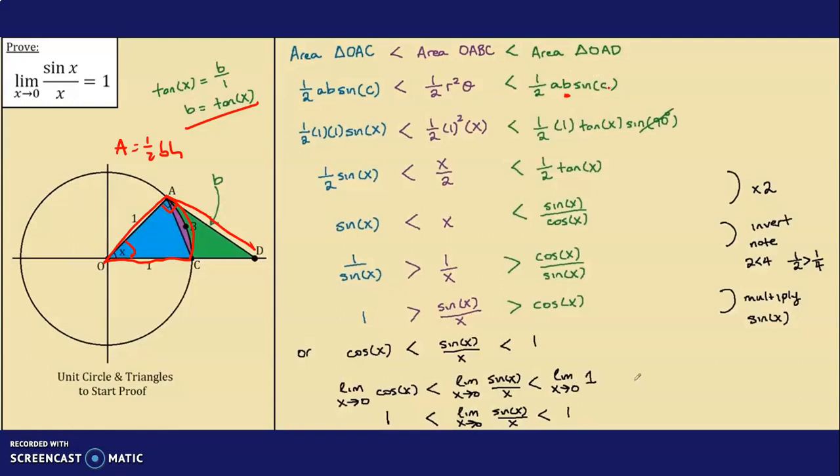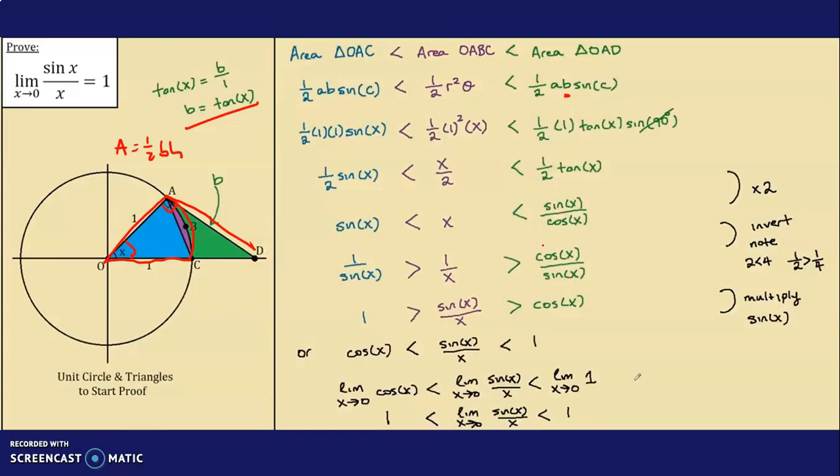Now, they use this formula. Sine of 90 is 1, which is the same as just using 1/2 base times height for a right triangle. So that's why this part goes away. All right, so now we're down to this part. 1/2 sine of x is always less than x over 2, which is always less than half of tangent of x. Then I can multiply by 2. I can rewrite tangent as sine over cosine. And then I'm going to flip everything. So sine becomes 1 over sine, x becomes 1 over x, and then this one, when it flips, it becomes cosine over sine.